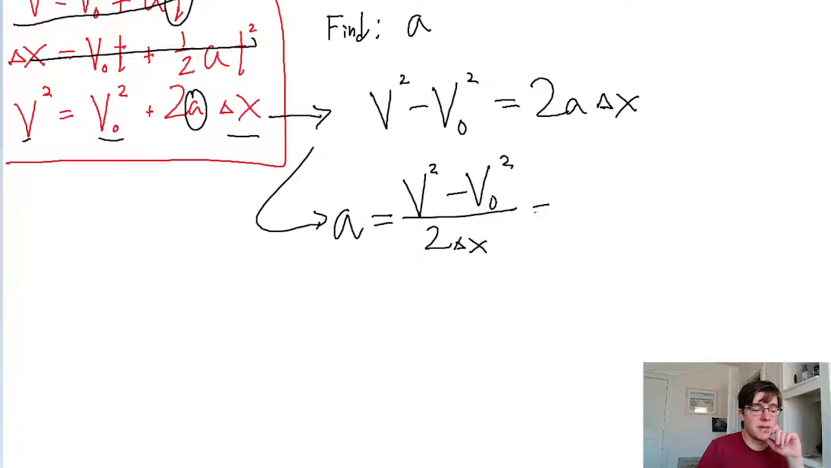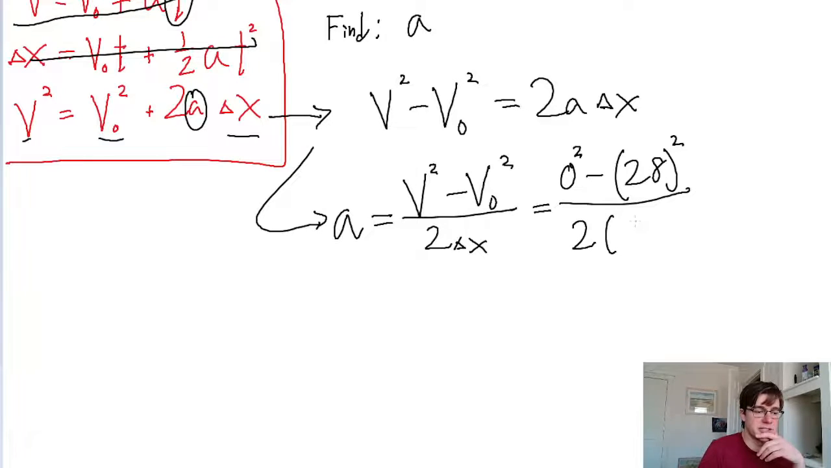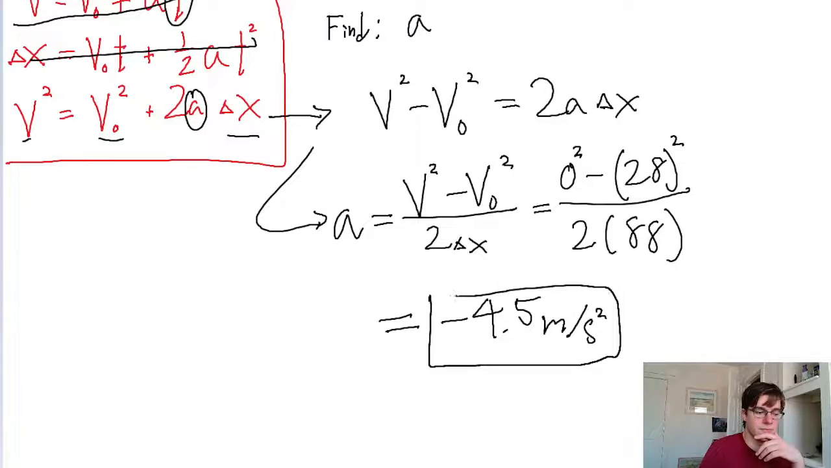Now it's time to plug the numbers we're given into the problem. So the final speed is 0, 0 squared is just 0, minus the initial speed of 28 meters per second squared, divided by 2, times the distance traveled of 88 meters. If you put this into a calculator, then we find an acceleration of about negative 4.5 meters per second squared. And that is the answer to this problem.